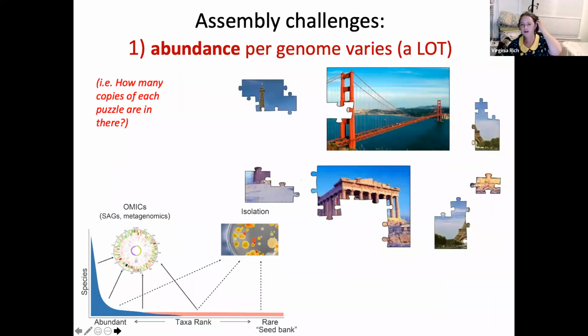Okay, so one of the challenges with this step that defines some of the things we think about with metagenomes is that the abundance per genome varies a lot. So how many copies of each puzzle are in there? And let's skip this in the interest of time.